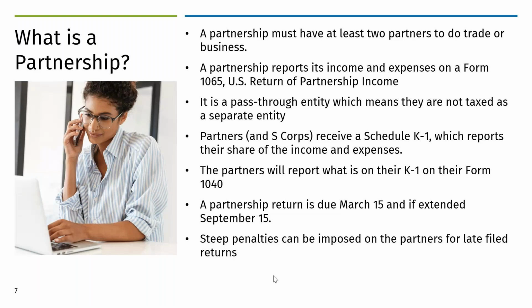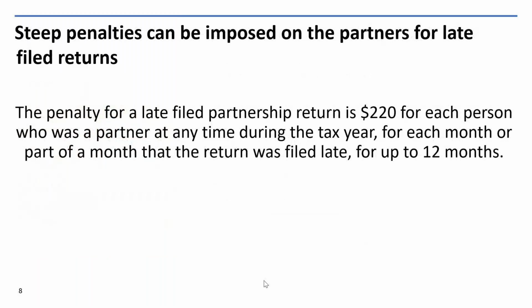So it can get very, very expensive. Now, last bullet point here, steep penalties. And to really talk about those steep penalties, the penalty for filing a late partnership return is $220 for each person that was a partner at any time during the tax year, for each month or part of the month that the return was filed late, for up to 12 months. So if I have 10 partners or 10 shareholders and I'm 1 month late, that's over $2,000. If I'm 10 months late, that's more than $20,000.